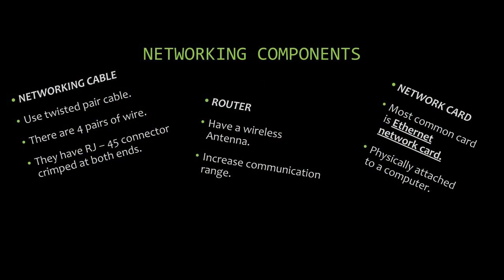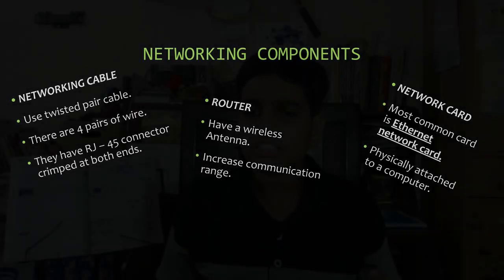Networking components. There are 5 types of networking components. Networking cable. They use twisted pair cable. There are 4 pairs of wires. There is an RJ45 connector crimped at both ends. Router. They have a wireless antenna. They increase communication range. Network card. The most common network card is the Ethernet network card. They are physically attached to a computer.